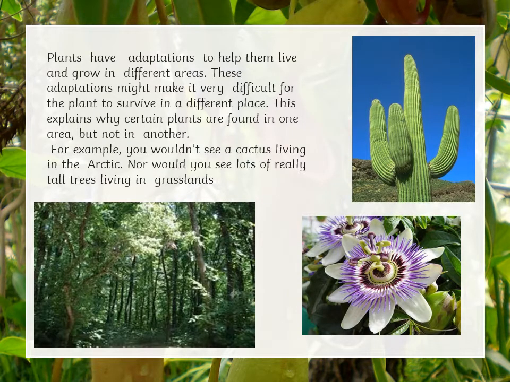Plants have adaptations to help them live and grow in different areas. These adaptations make it very difficult for the plant to survive elsewhere. This explains why certain plants are found in one area but not in the other. For example, you won't see a cactus living in the Arctic, nor would you see a lot of tall trees living in the grasslands. So it's different. You won't find water plants living in the rainforest.